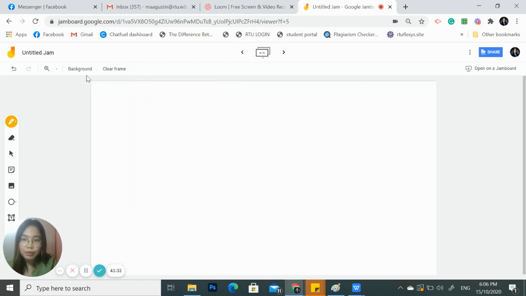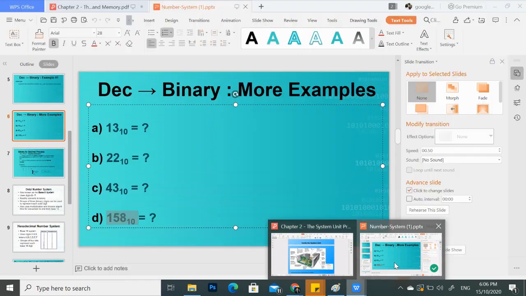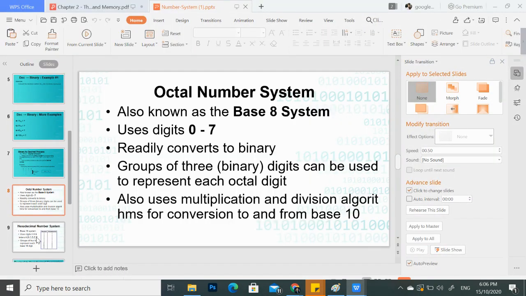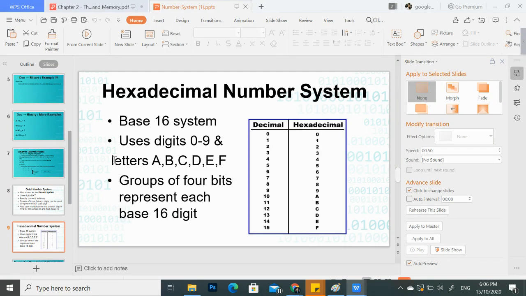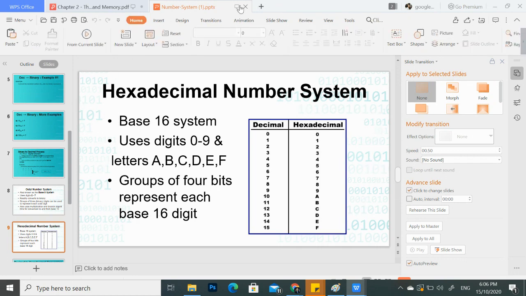Now, let's move on with the hexadecimal. Okay? So we have here octal, definitely that's base 8. Let's move on with the hexadecimal. So when we talk of the hexadecimal, definitely that is base 10. Okay? That is base 10. No, sorry. That's base 16, base 16 system.